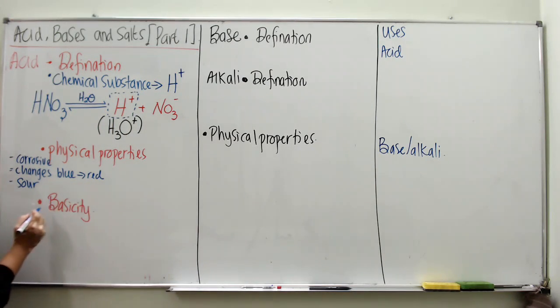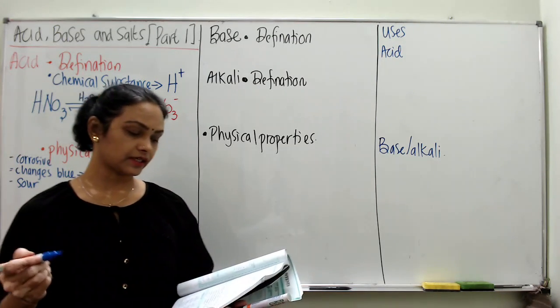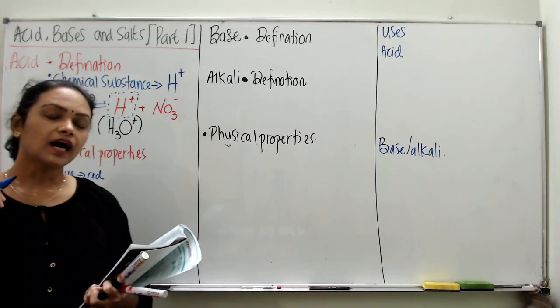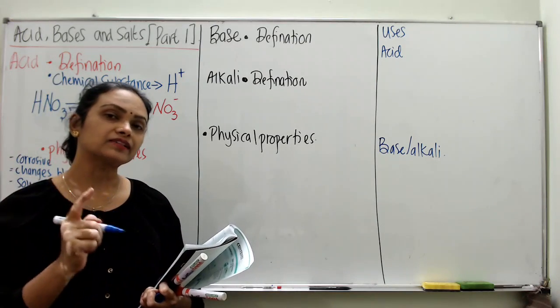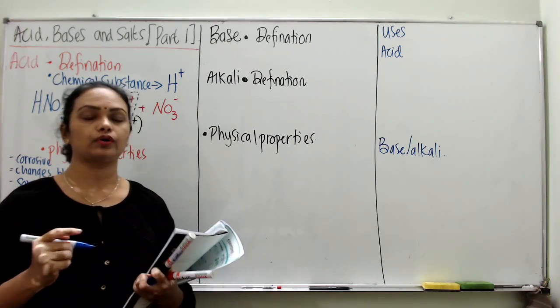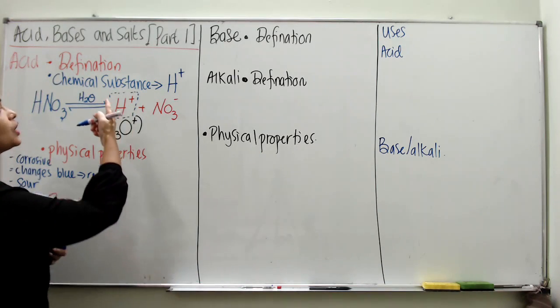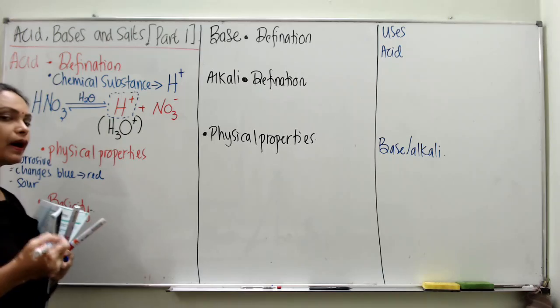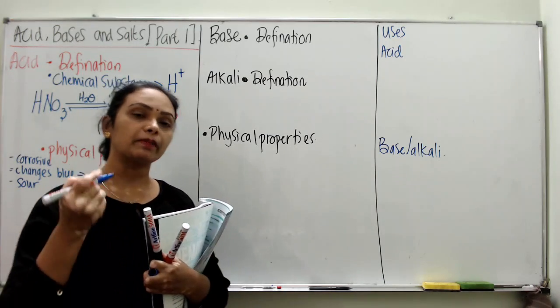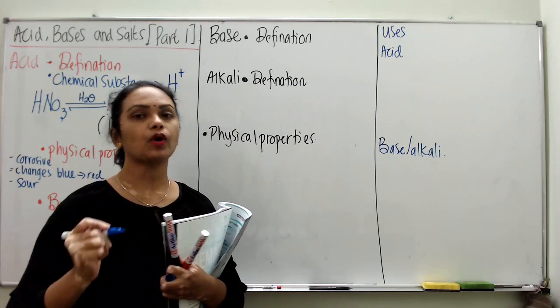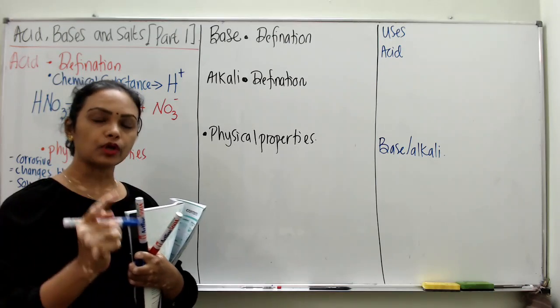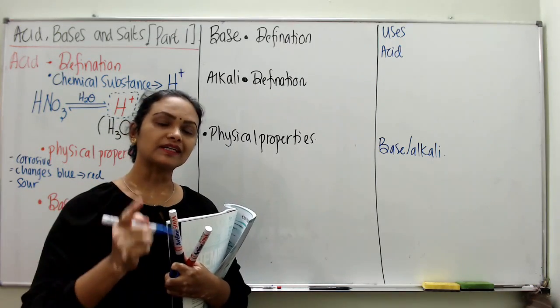Now let's go to basicity. What is the meaning of basicity? Basicity is the amount of ionizable hydrogen ion when a certain acid is dissolved in water. So the amount of hydrogen ion which can be produced per molecule when you dissolve a certain acid.